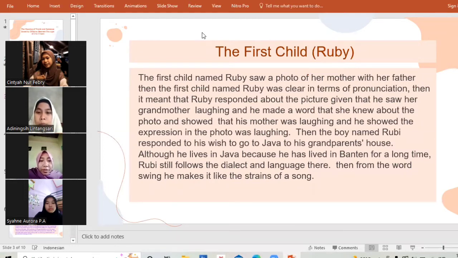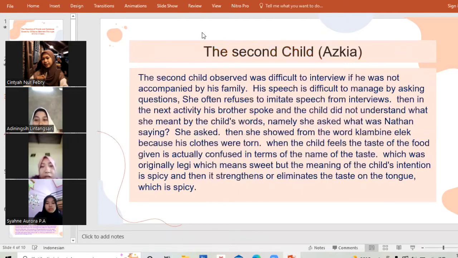Then the first child is Ruby. The first child, named Ruby, saw a photo of her mother with her parents. Ruby was clear in terms of pronunciation. Ruby responded to the picture given; he saw her grandmother looking, and he made a word that she knew about the photo and showed that his mother was looking, and he showed the expression in the photo was looking. Then the boy named Ruby responded to his wish to go to Java, to his grandparents' house. Although he lives in Java, because he has lived in Banten for a long time, Ruby still follows the dialect and language there. Then from the word swing, he makes it like the strain of a song. Next.